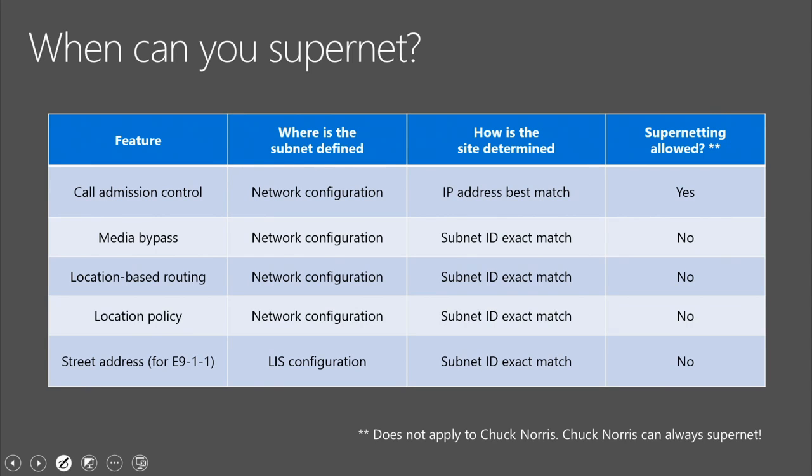For these subnet ID exact match features, we cannot do supernetting with any of them, okay? But call admission control we can. You do need to be careful about this, because you might think you're relying on supernets. The reason customers want to use supernets is because you've got a whole bunch of little subnets serving one site, and if you could just define the site as one virtual subnet or supernet, it would make configuration in Skype for Business easier. But that will only work for call admission control. So for the most part, you might want to avoid virtual subnetting altogether and just put in the exact subnet IDs that your clients think they're on, okay?